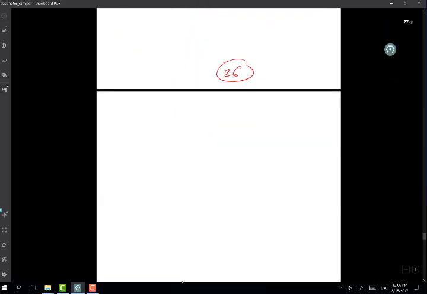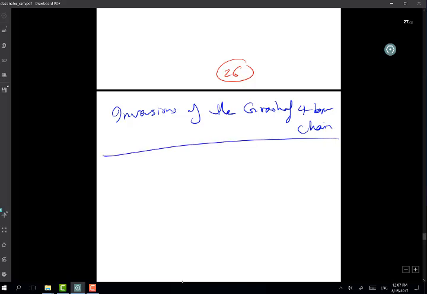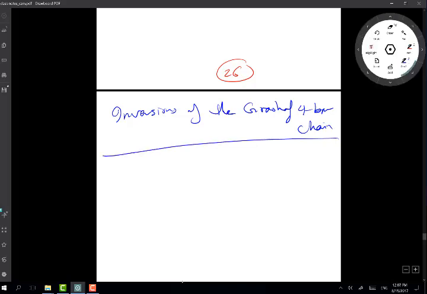So this will be different cases, if you like. We call them different inversions, right? So we call them inversions of the Grashof 4-bar chain, right? Those inversions mean cases, okay?